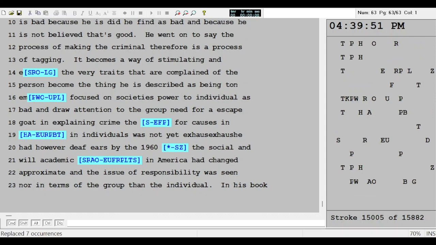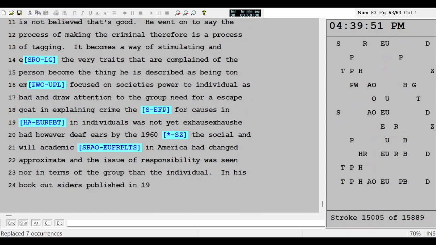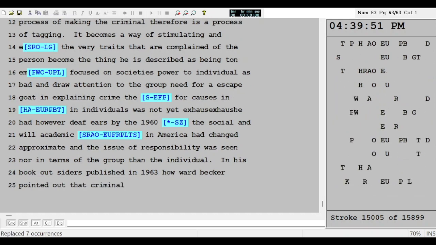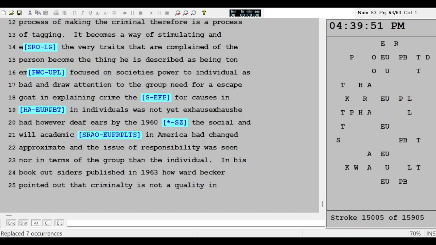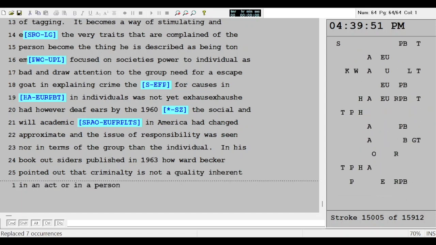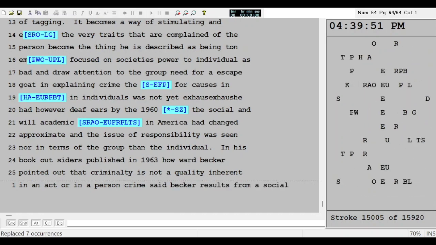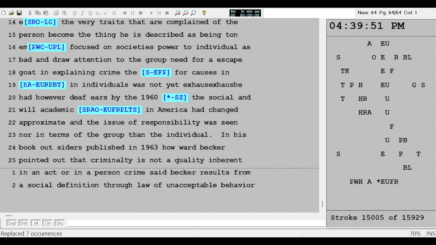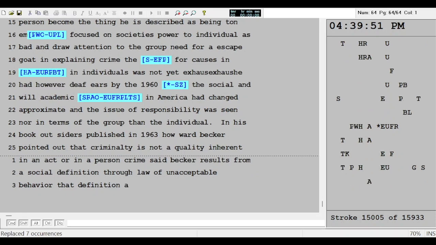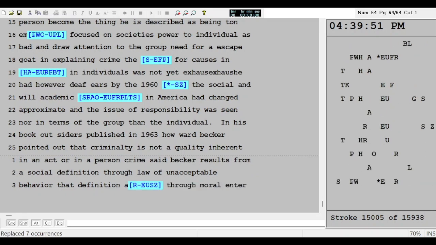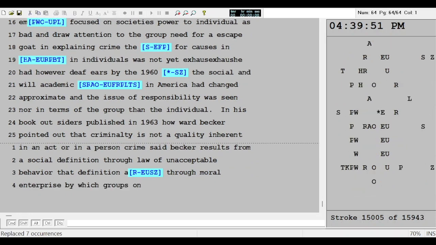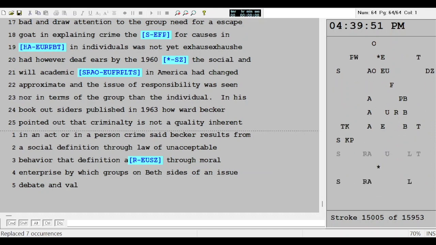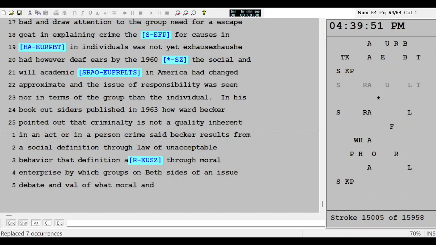In his book Outsiders, published in 1963, Howard Becker pointed out that criminality is not a quality inherent in an act or in a person. Crime, said Becker, results from a social definition through law of unacceptable behavior. That definition arises through moral enterprise, by which groups on both sides of an issue debate and eventually legislate their notion of what is moral and what is not.